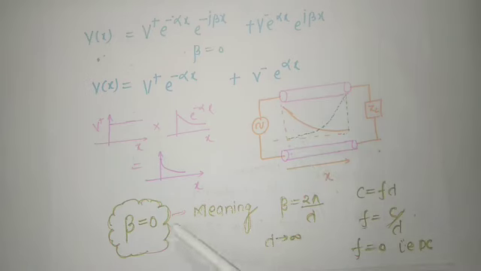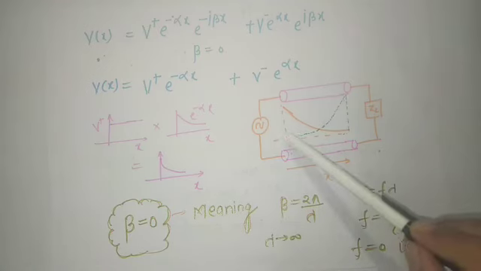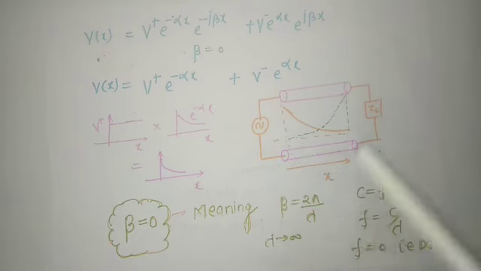Okay, what do we mean by beta equal to 0? The expression of beta is 2 pi by lambda. I will tell you how this comes. If you want beta equal to 0, then lambda must be infinite. You know this relationship, C is equal to frequency times lambda. Then you can write frequency is equal to C over lambda. Then if lambda tends to infinity, frequency is equal to 0. This is nothing but the DC case. So beta equal to 0 means the DC case.